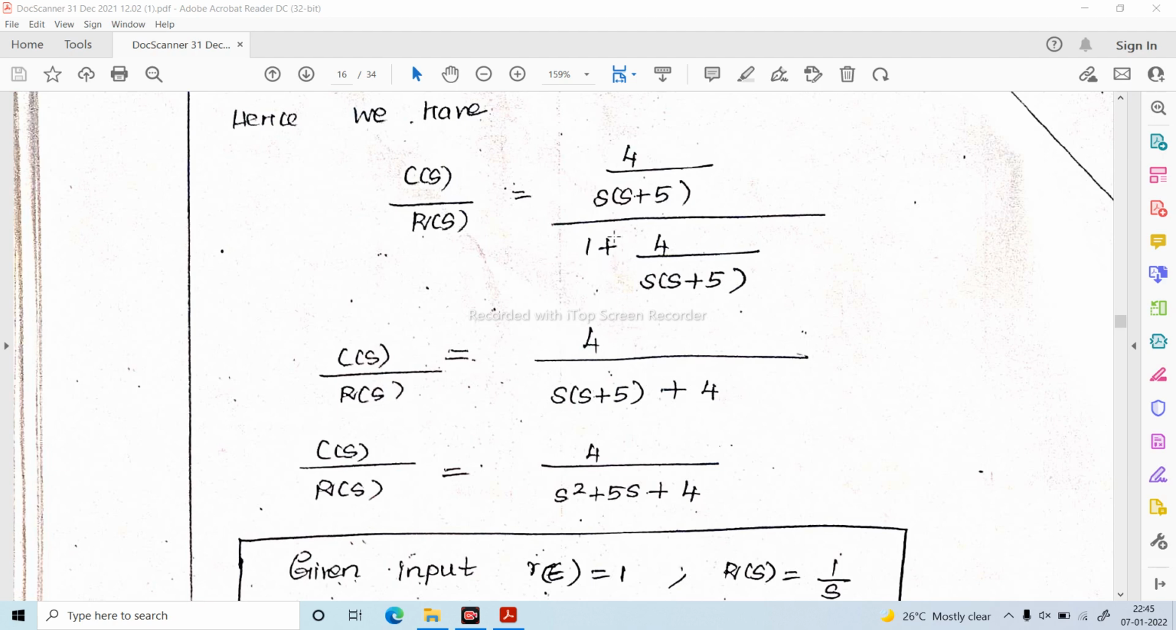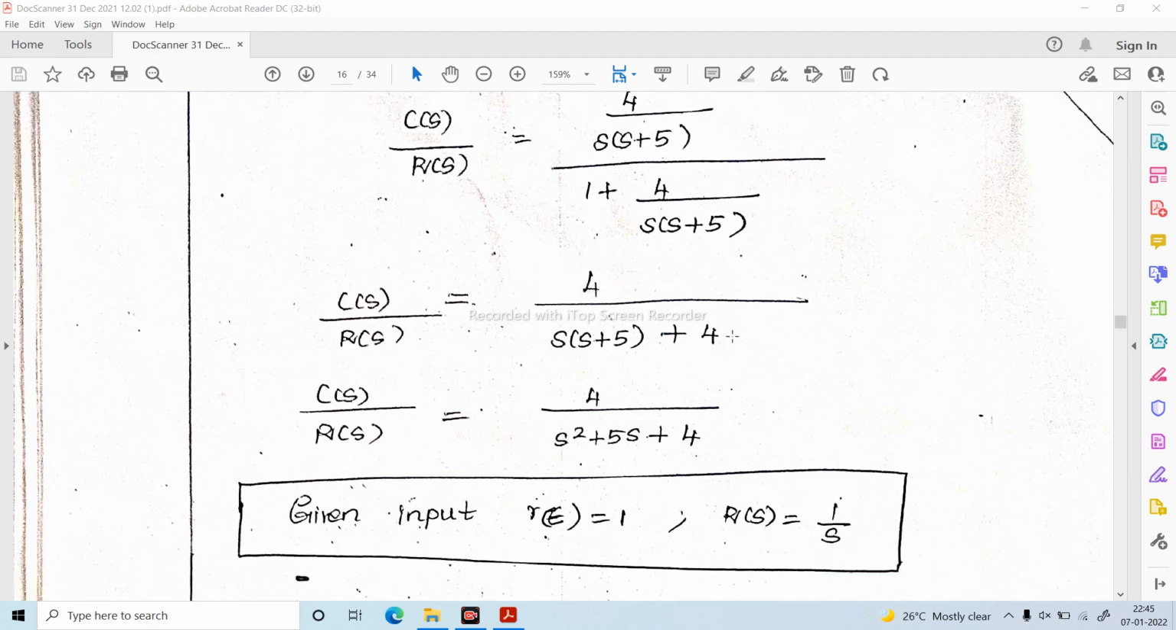So 4 divided by s into (s plus 5), the whole divided by s into (s plus 5) plus 4, the whole divided by again s into (s plus 5). So the numerator s into (s plus 5) is there, and the denominator also we are having s into (s plus 5). Both s into (s plus 5) get cancelled, and finally I am going to reduce the term. C(s)/R(s) is 4 by s square plus 5s plus 4.